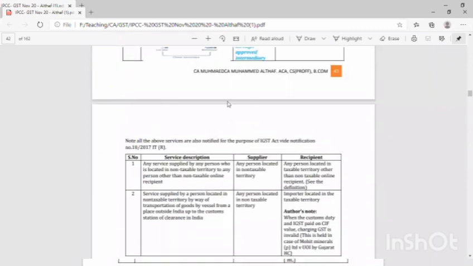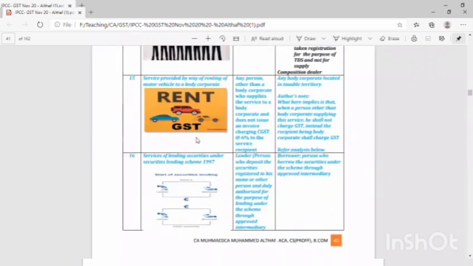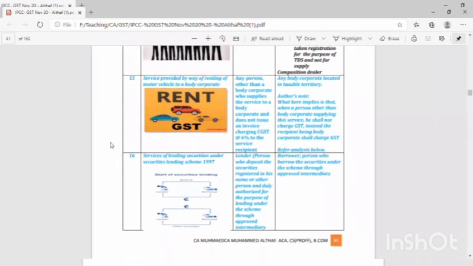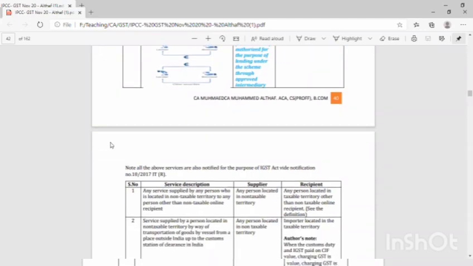Now that's another amendment that happened in RCM. Entry number 16 is the service of lending of securities under the Securities Lending Scheme 1997. Here the supplier is the lender and the recipient is the borrower. The borrower has to pay the GST. At inter level, you don't have to refer to this securities lending scheme because it's not in your syllabus. Final students may refer to entry number 16. So these are the 2-3 amendments that happened in RCM. There is nothing to worry about, because only 2-3 amendments happened. Study those amendments properly and just follow the other things that you already studied.